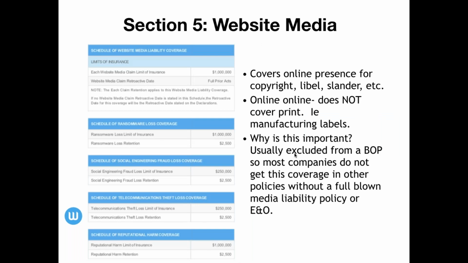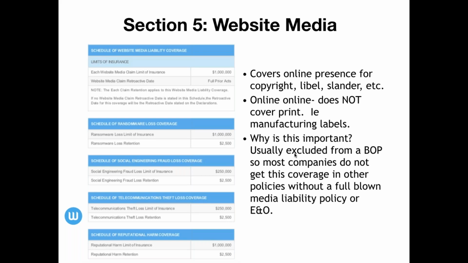Website media, Ellie. So most of you guys understand media liability coverage. It's going to cover your copyright, your libel, etc. What we have found is that the tightening of this coverage on, say, a BOP policy is limiting the ability for online presences to be covered, if not expressly granted. So many cyber policies are now picking up the slack in that area.